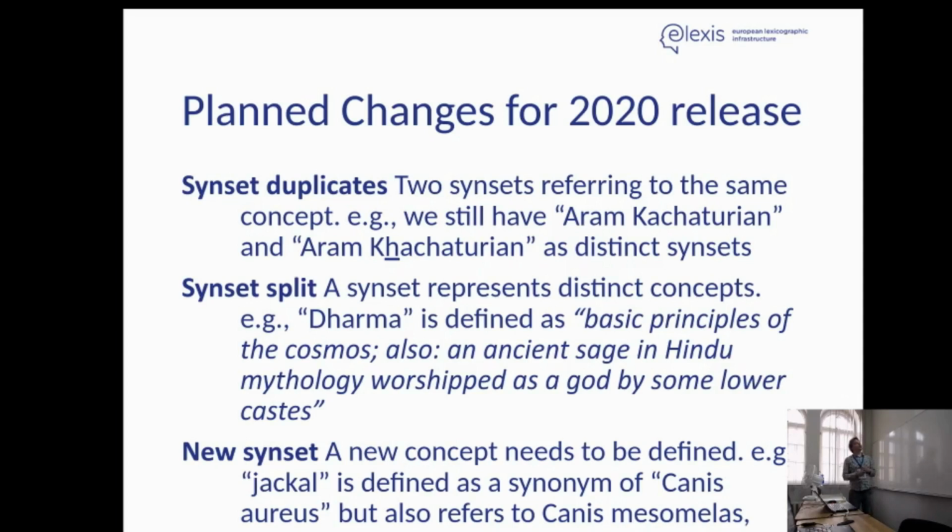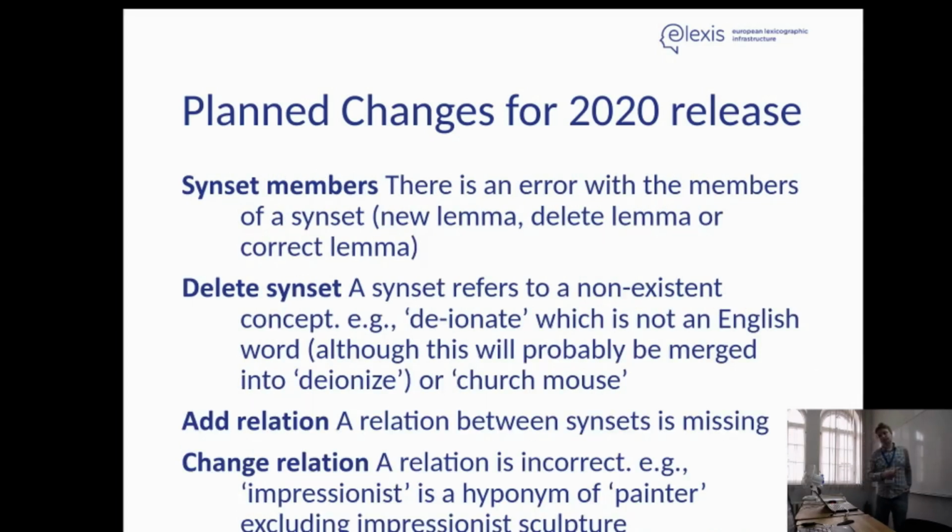We also then might introduce new synsets for other reasons. So for example, the animal the jackal is defined as synonymous to Canis aureus, but in fact there are 5 species of jackal. As well as Canis aureus, there's Canis mesomelas, adustus, latrans, and anthus. So we might want to introduce new synsets for these other kinds of jackals to distinguish them from perhaps the larger class Canis aureus. We also have lots of issues with synset members.